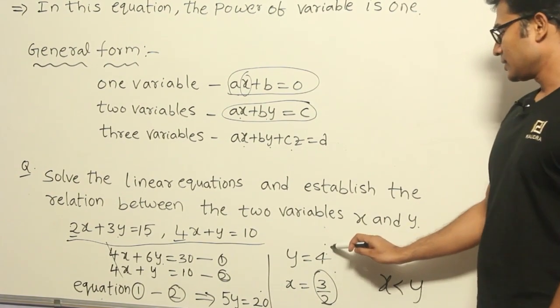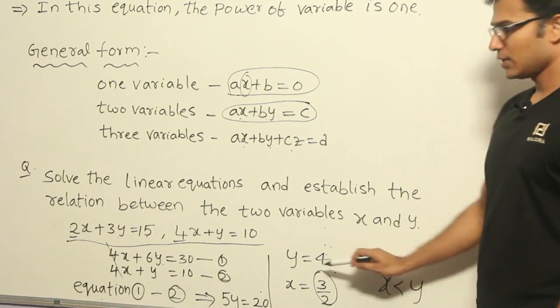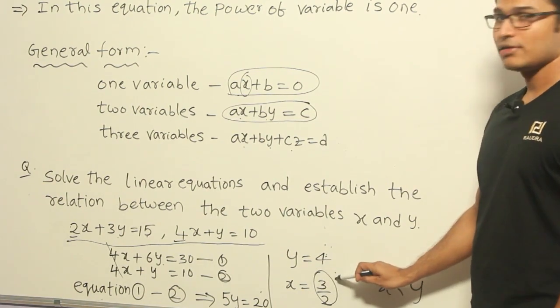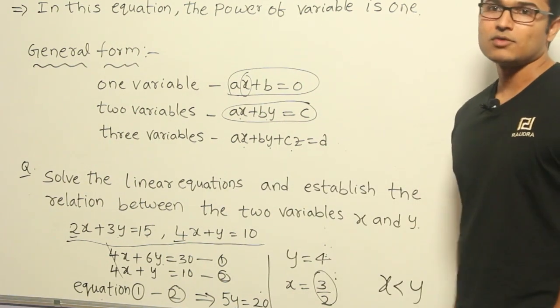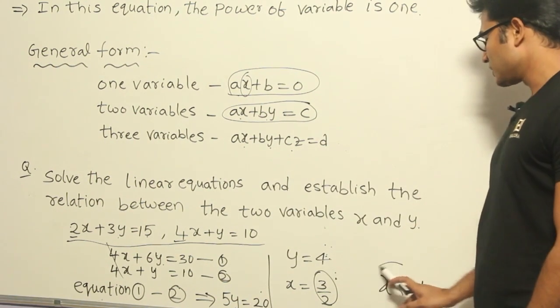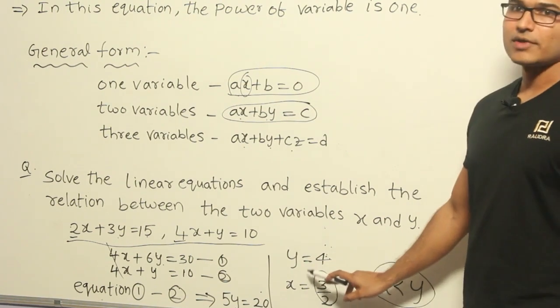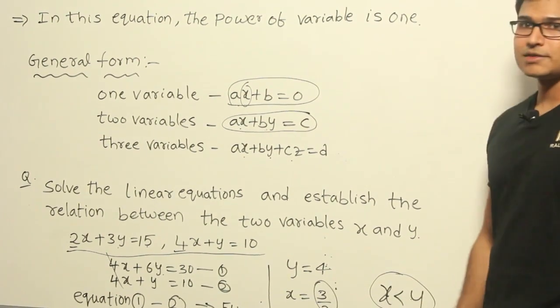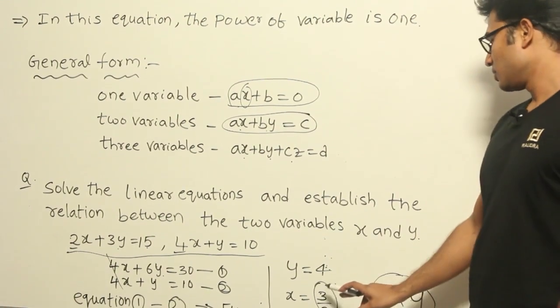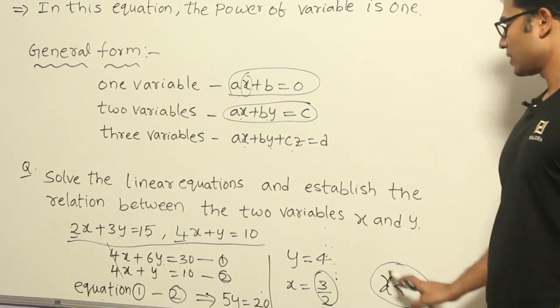The reason they ask such questions is, if they directly give you the values of x and y, then you might just substitute the values and find the answer. If they ask this way, you are supposed to find the values of x and y, and only then can you say whether x is greater than y or x is less than y. From this you find that y is greater than x.